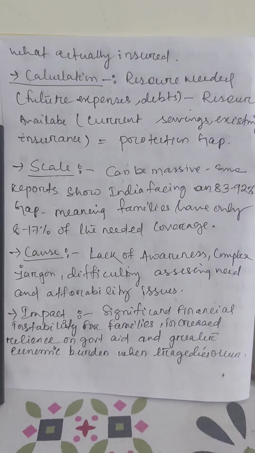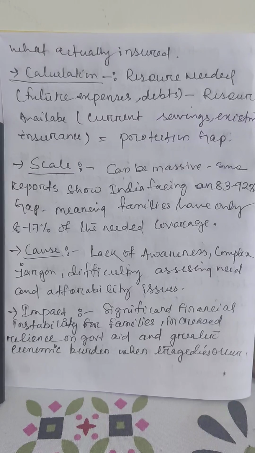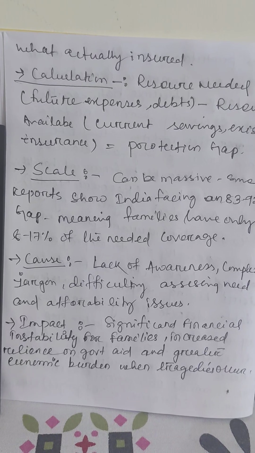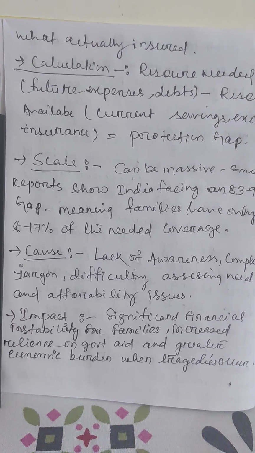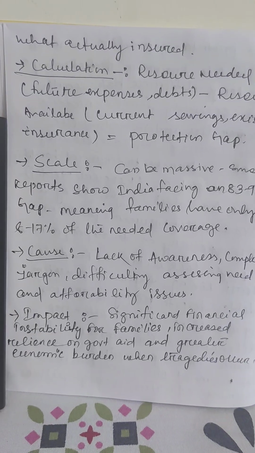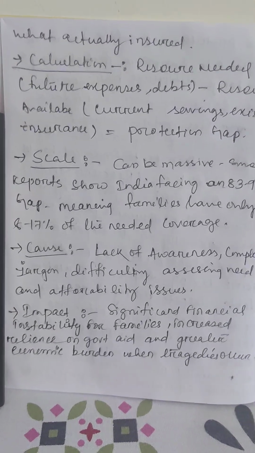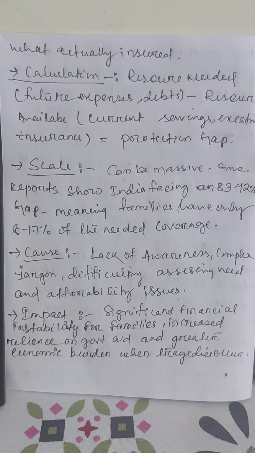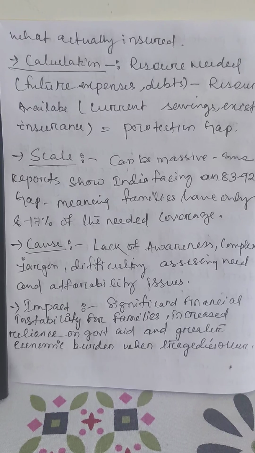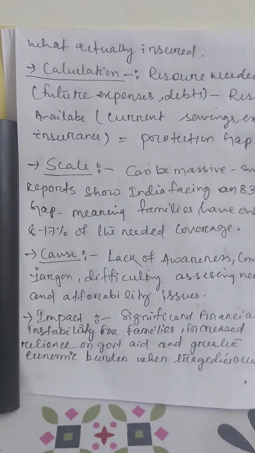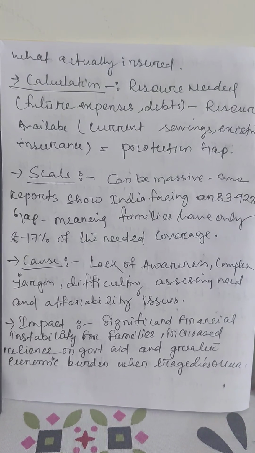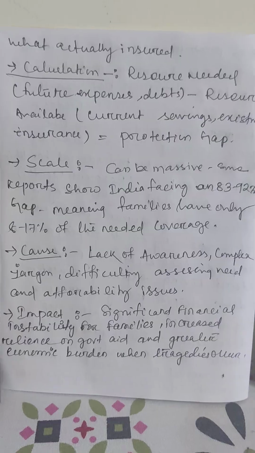And what are the causes? This is like a lack of awareness, complex jargon, difficulty in assessing need, and affordability issues. So what are the impacts? Impacts: significant financial instability for families, increased reliance on government aid, and greater economic burdens when the tragedies occur.